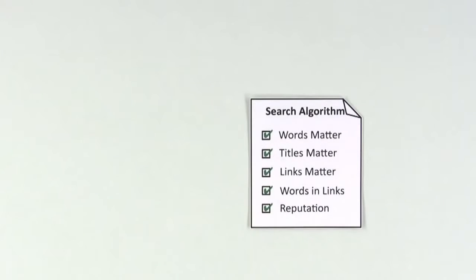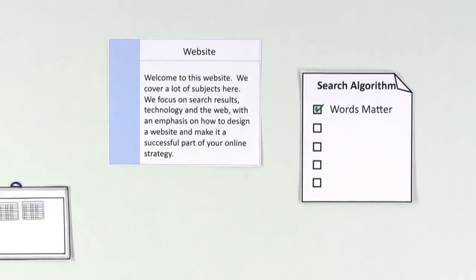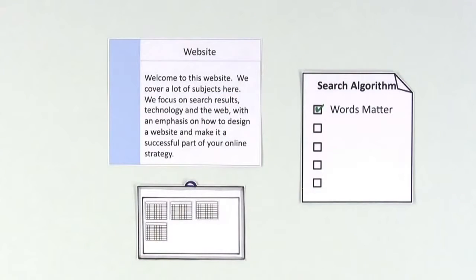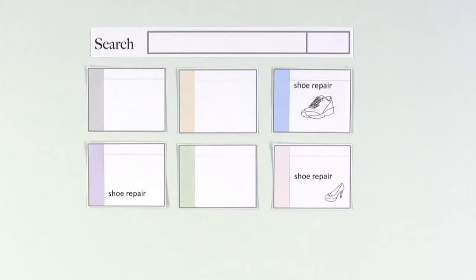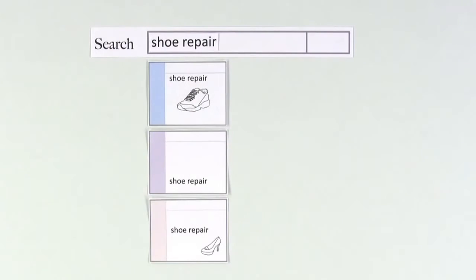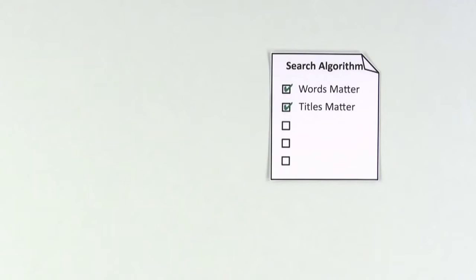As it turns out, most of the big ingredients are known. Let's take a look. First, words matter. Search engines account for every word on the web. This way, when someone searches for shoe repair, the search engines can narrow results to only the pages that are about those words.